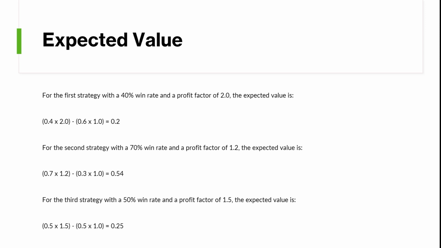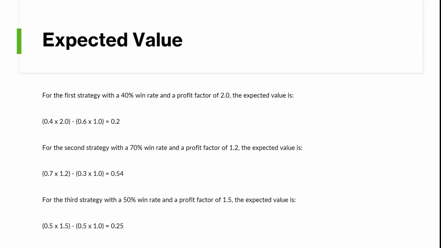We can simply work out the expected value by multiplying the probability of winning by the profit factor and subtracting the probability of losing times the risk factor. So let's calculate the expected value for each strategy. You can see here, each calculation is listed out. They're pretty basic, so I'll walk you through one. We have a 40% win rate and a profit factor of 2. So we do 0.4, the win rate, times 2, our profit factor, minus 0.6, the amount of times we lose, times 1, as we're only risking 1 on each trade, and you get 0.2 as our final number.